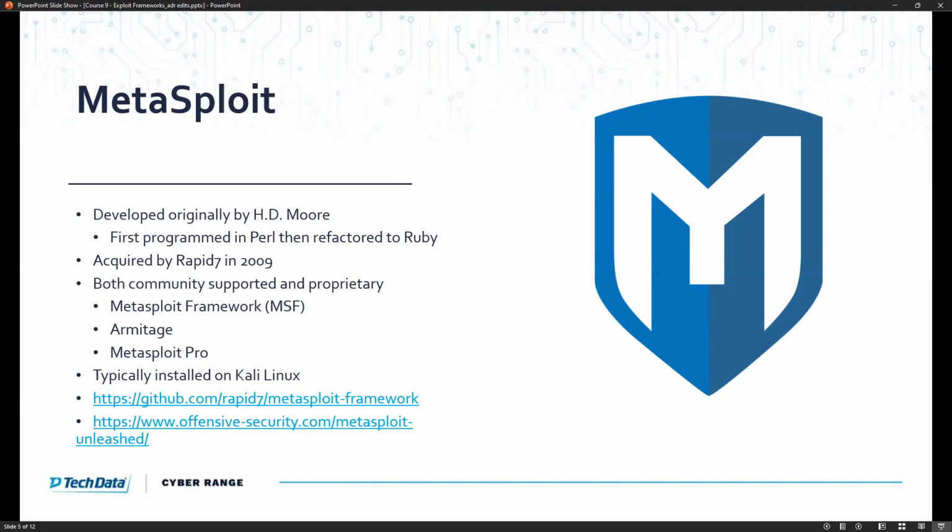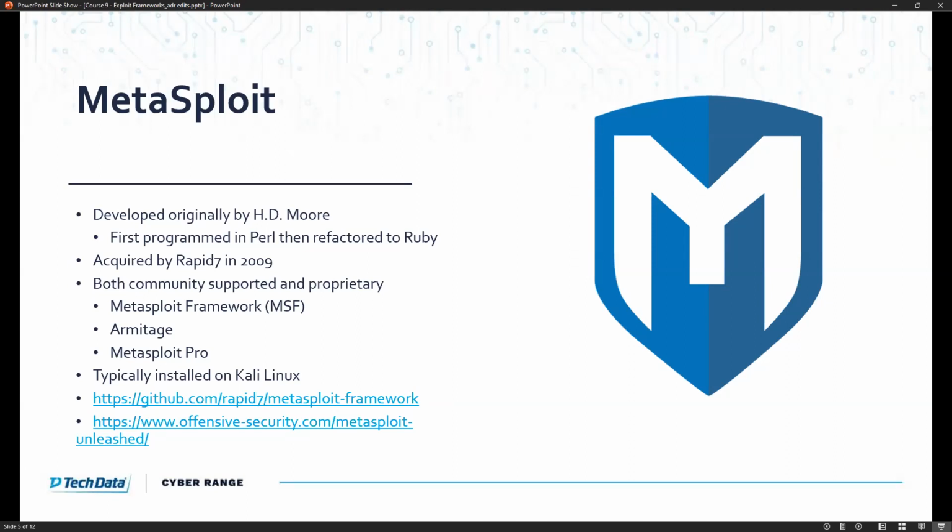It was first programmed in Perl and then later refactored into Ruby, and was acquired by Rapid7 in 2009. MetaSploit has not only its community-driven project under MetaSploit Framework, but it also has its proprietary project with MetaSploit Pro. Armitage, which we'll talk about later, is a little bit like Cobalt Strike. It provides a nice front-end UI to MetaSploit Framework, so you don't have to use the command line, but it's also the open source version, I guess you could say, of Cobalt Strike, which was meant to be a bridge between applied red teaming and penetration testing.